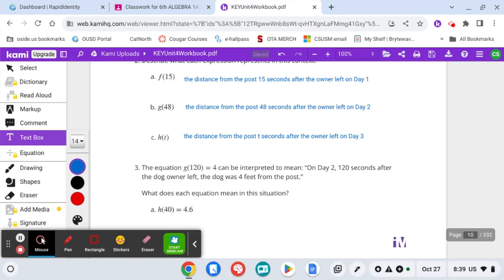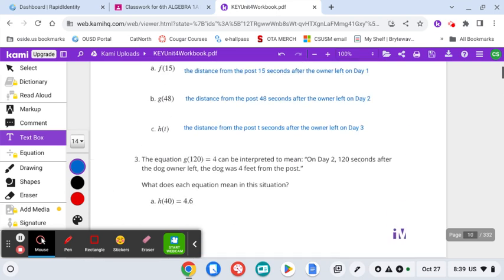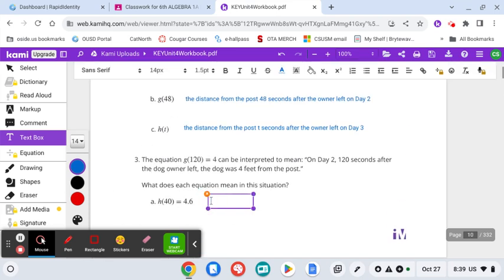On number 3, the equation G of 120 equals 4 can be interpreted to mean on day 2, 120 seconds after the dog owner left, the dog was 4 feet from the post. Pause the video and try to answer these next ones using the new function notation. All right, let's see how you did.